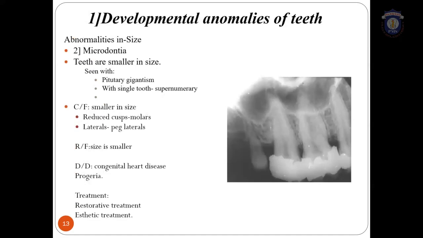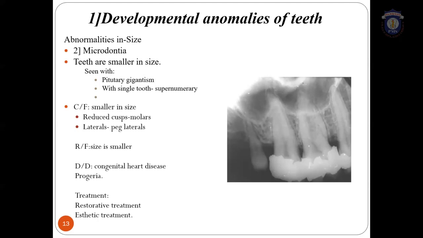The next abnormality in size is microdontia. As the name suggests, the teeth will be smaller in size. This is usually seen with pituitary dwarfism. Here, as you can see, the size of the tooth will be smaller.